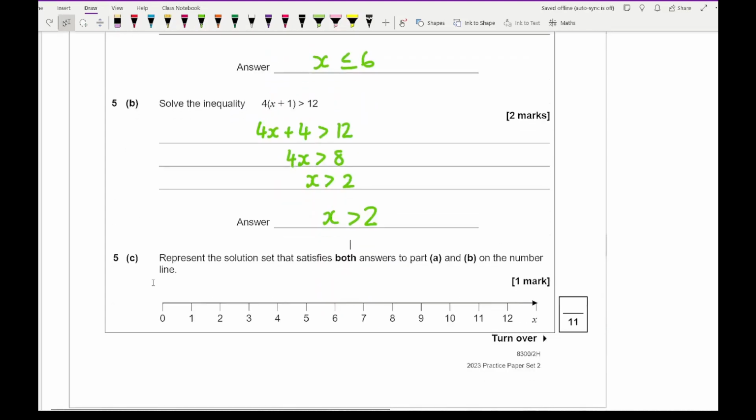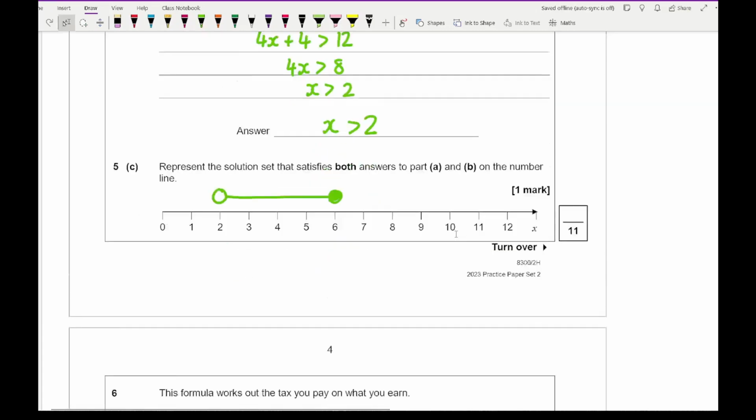The next question then, part c, says represent the solution set that satisfies both answers in part a and part b on the number line. So it's got to be between 2 and 6. It can be 6, so I'm going to shade that in. And then we just want to draw a line between those 2 circles, where 2 is unshaded.